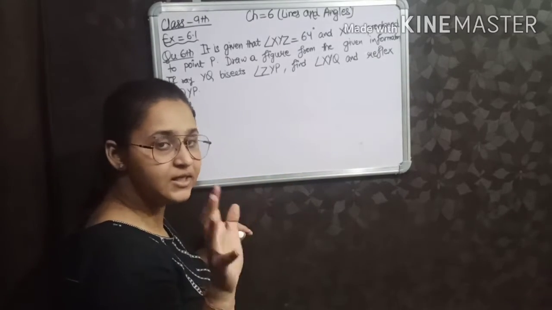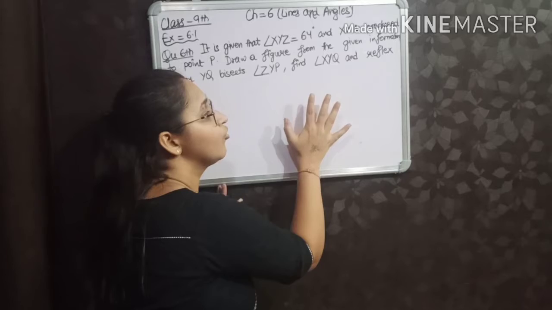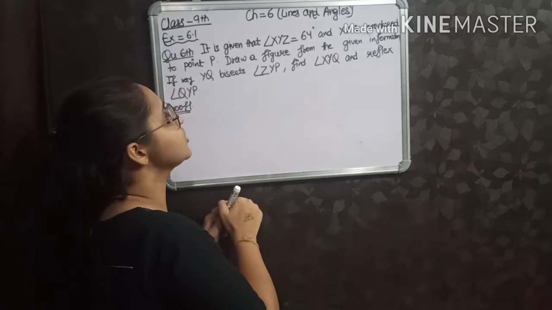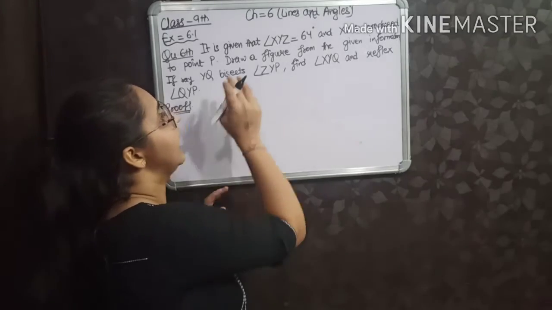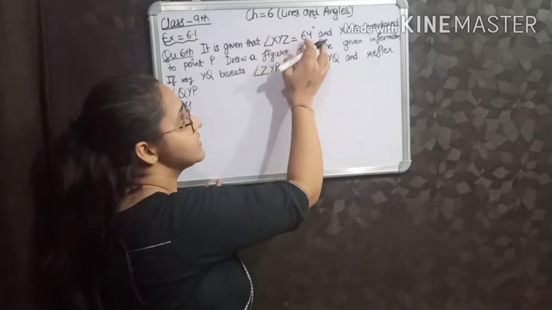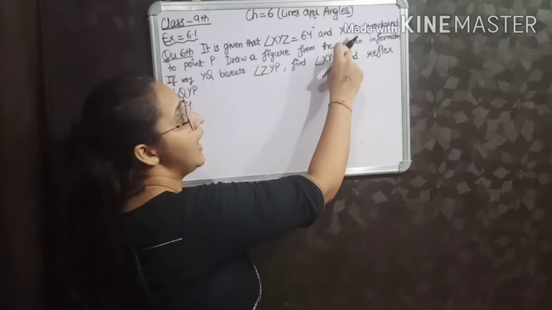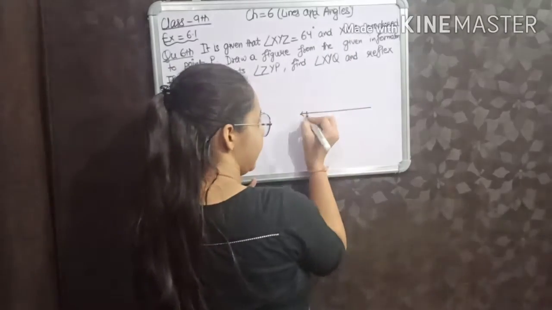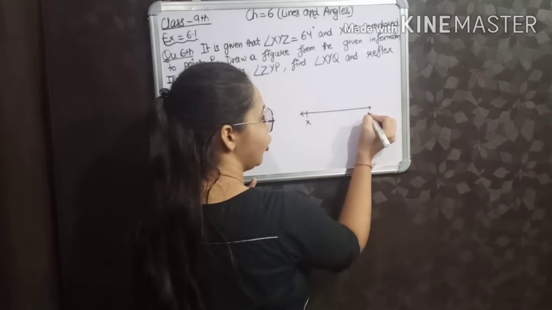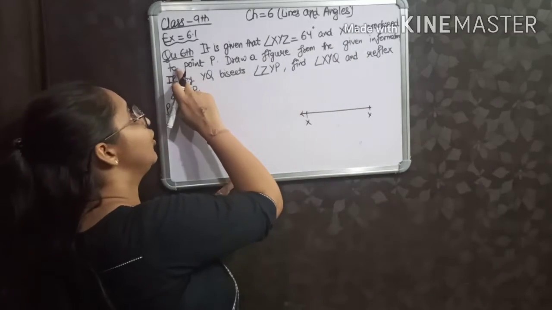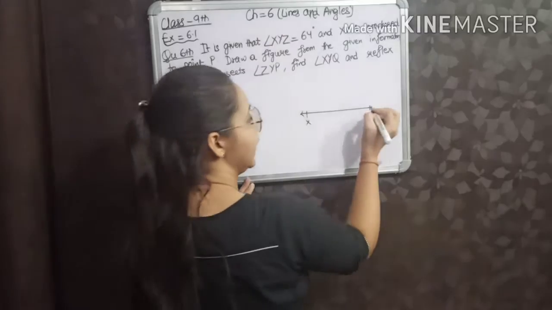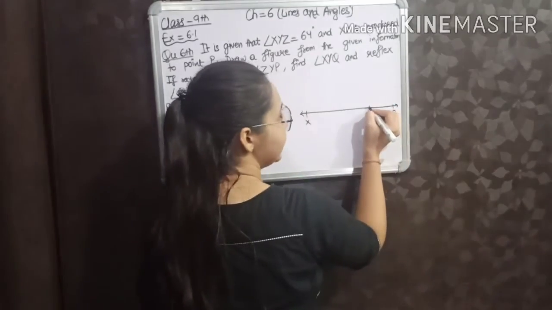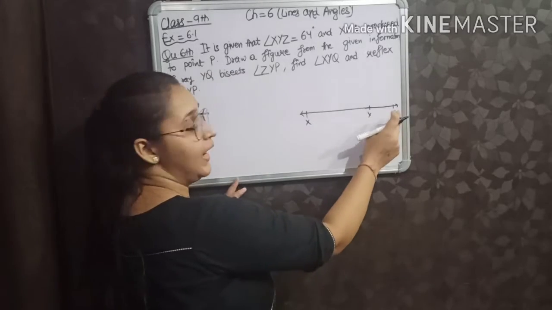I've just read the statement. We are not provided with a figure. We have to draw the figure. So first of all, it is given that XY is a line, and XY is produced to a point P. I am producing this line and this is a point P, X, Y and P.